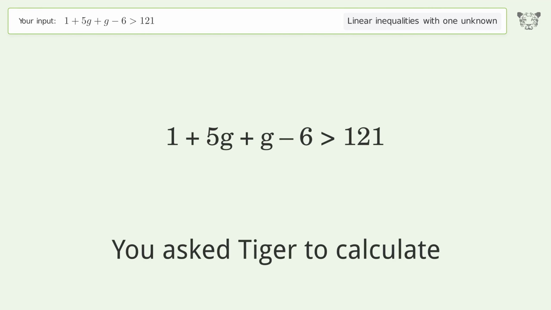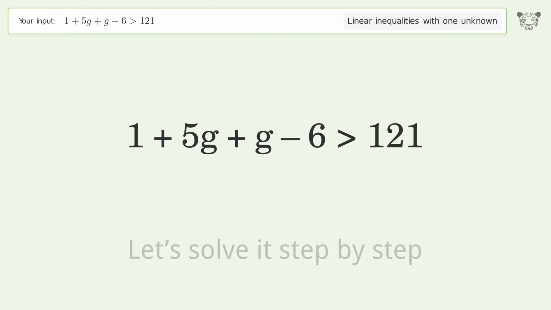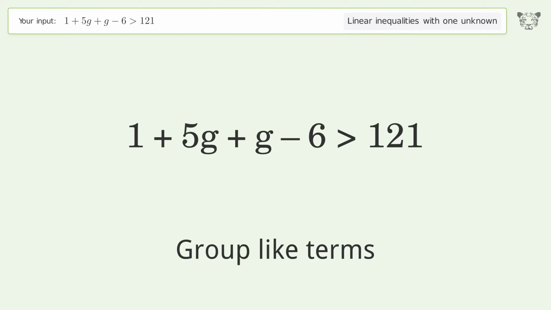You ask Tiger to calculate. This deals with linear inequalities with one unknown. The final result is g greater than 21. Let's solve it step by step. Simplify the expression. Group like terms.